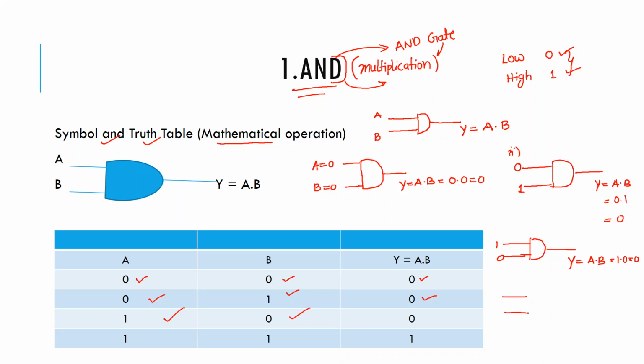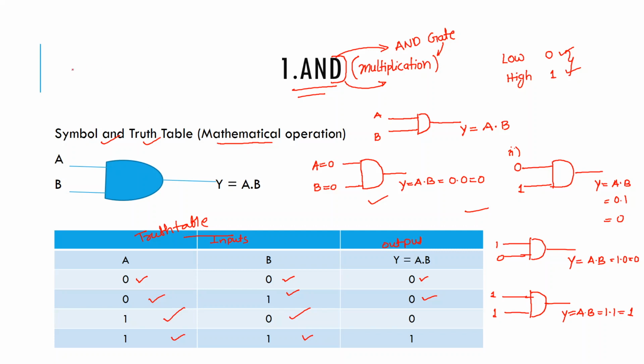Finally, let us see the last one. When both the inputs are 1, here I have given the input 1, here also I have given the input 1. What will happen to the output? I can write the output as Y equals A dot B, that is nothing but 1 dot 1, which equals 1. I hope you understood this logical operation. You are supposed to remember this. This is called the truth table. These both are inputs, and this is the output.